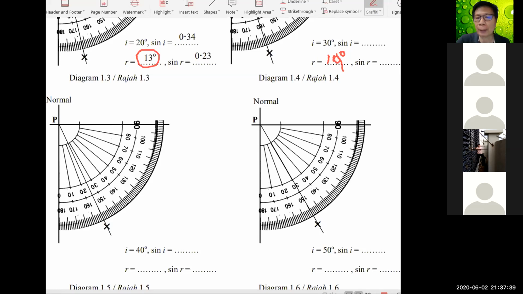Those who didn't print the paper, you have your handphone, you see the question, you write the answer on a piece of paper, understand? At least you must write something. I understand that some of you have no printer, no paper, all this. So at least you have your handphone, you see the question, then write the answer on a piece of paper.